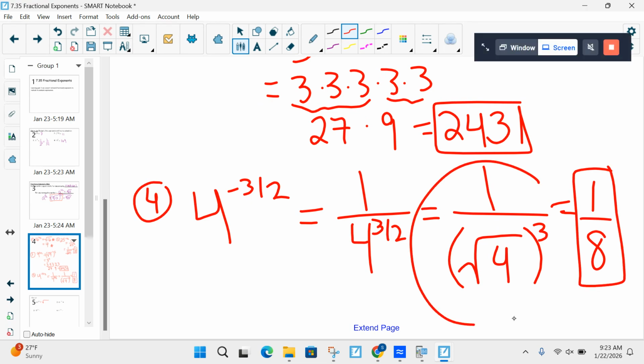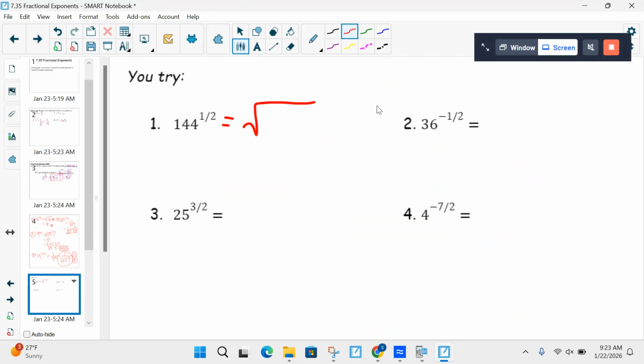But make sure that you also are writing this on your paper. This part is just as important to me as this part because that's how you have to write it on your test too. All right, I'm going to give you a minute to 2 minutes to do the you try questions.